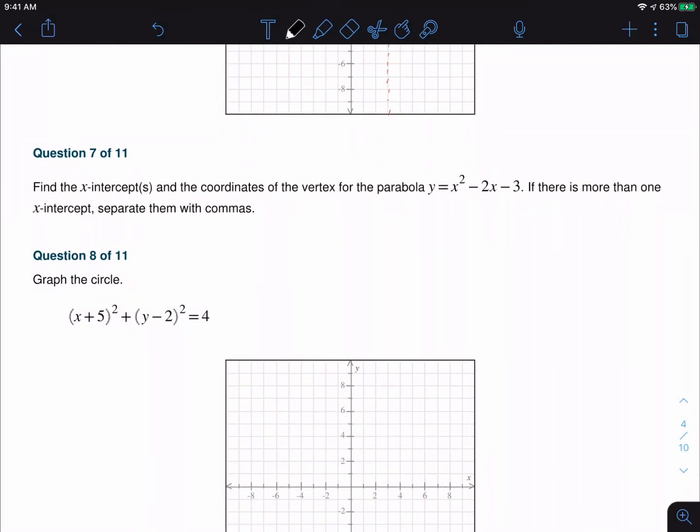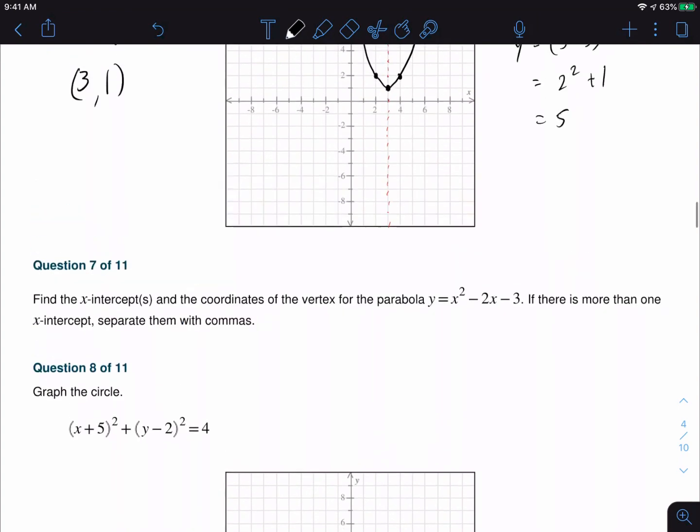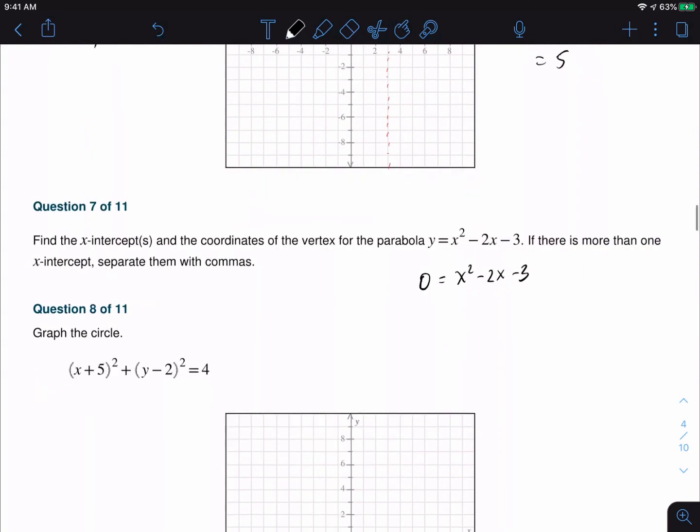Okay. So for this one, what we're going to do is to find the x-intercepts. All I need to do is set, when are you crossing the x-axis? What's your y value then? 0. It's 0. So that's perfect. So we're going to go 0 is equal to x squared minus 2x minus 3.